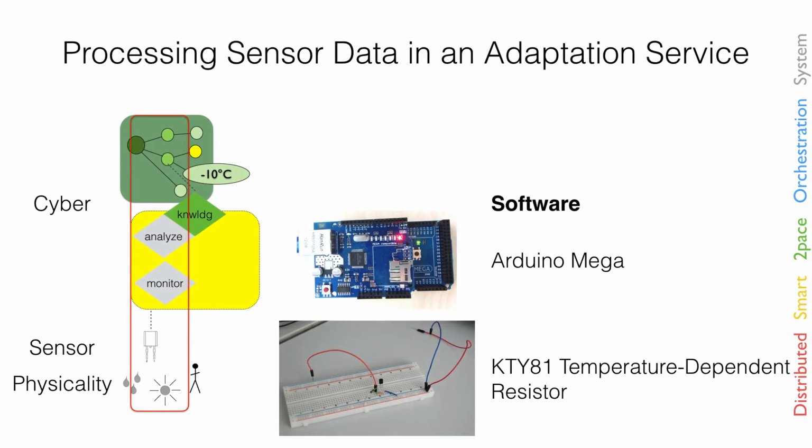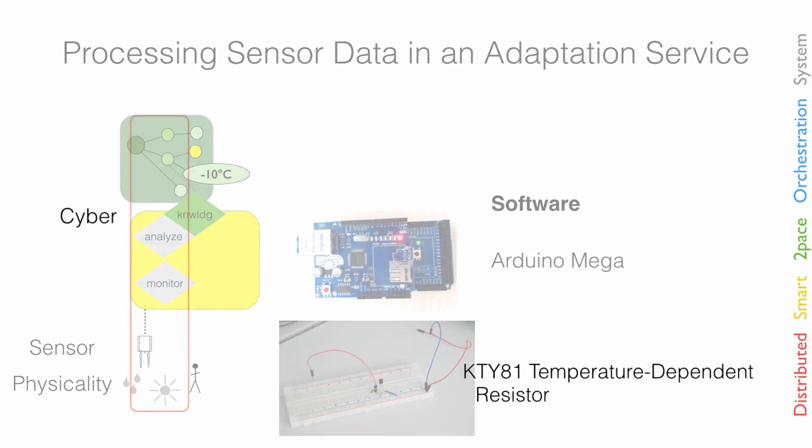The cyber-physical system itself could be an Arduino Mega, so we use this setup and we connect the sensor acting as a voltage divider to the temperature dependent resistor, and we connect this to the Arduino Mega to the analog pin, and so we can measure a voltage that is proportional to the current resistance of the temperature dependent resistor KTY81 that we use here. So let's have a closer look how we can do this translation.